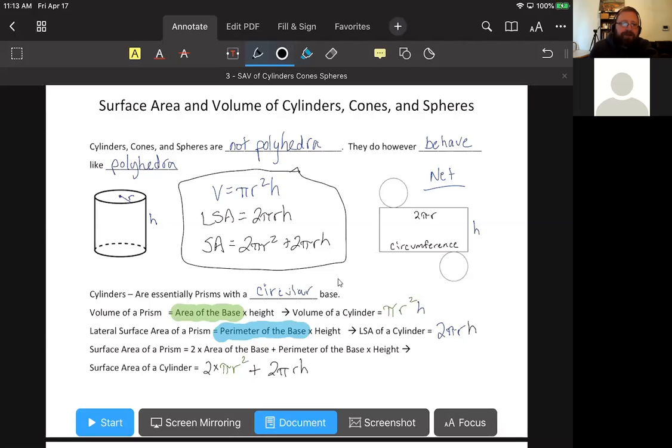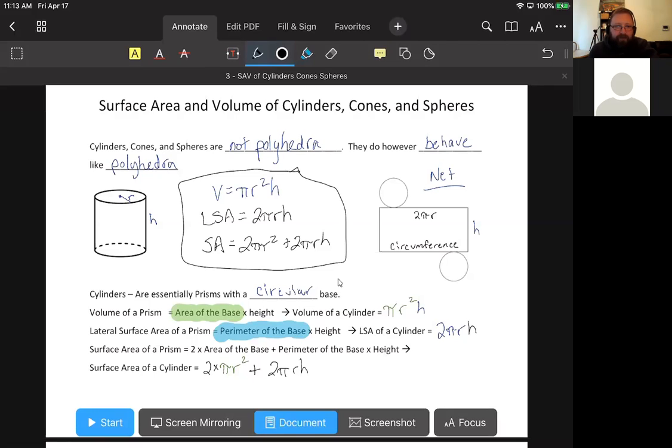So part of the challenge in this lesson, when we get into the assignment, is going to be making sure that you're using the correct equations for each problem, because each of these three shapes, cylinders, cones, and spheres, has its own set of equations. Up there on the screen, you've got the volume, lateral surface area, and surface area equations. Those are for cylinders specifically.